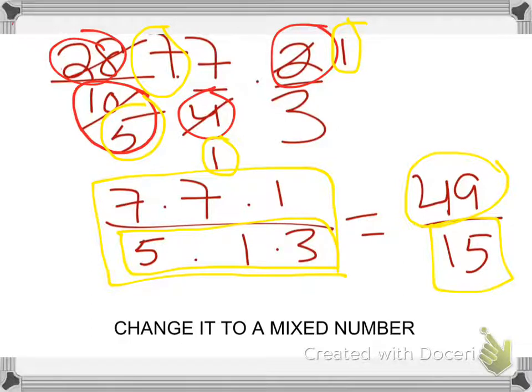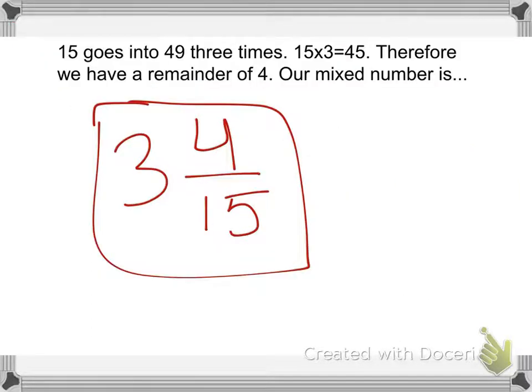We have to change 49 over 15 to a mixed number. 15 goes into 49 3 times, because 15 times 3 equals 45. Therefore, we have a remainder of 4. The remainder of 4 becomes our numerator, and our denominator stays the same. Because 15 went into 45 3 times, 3 becomes our whole number.